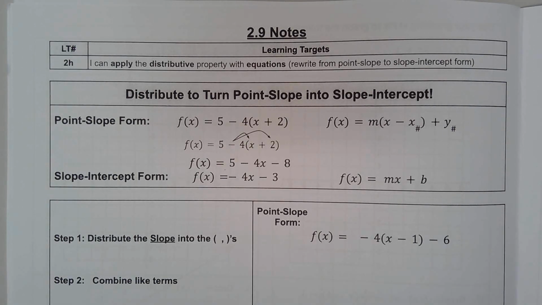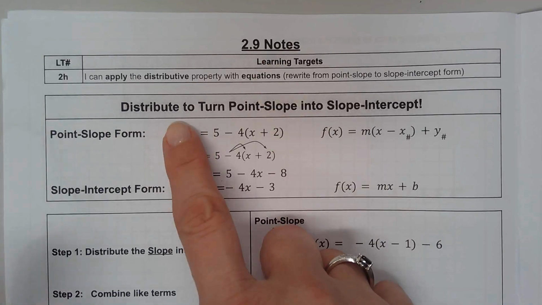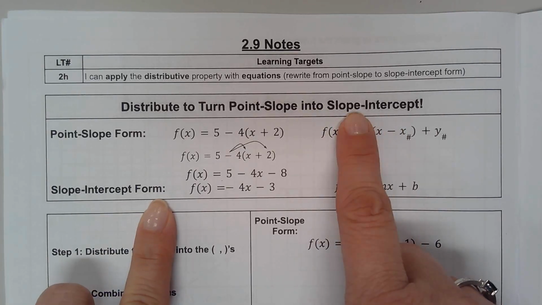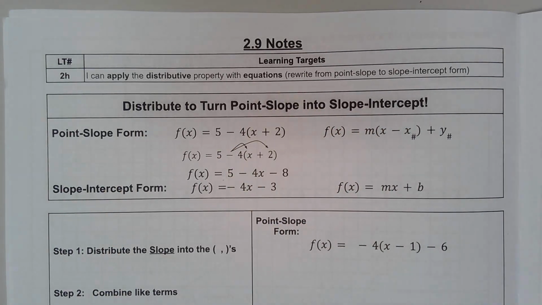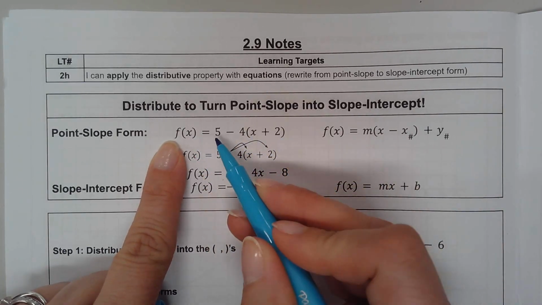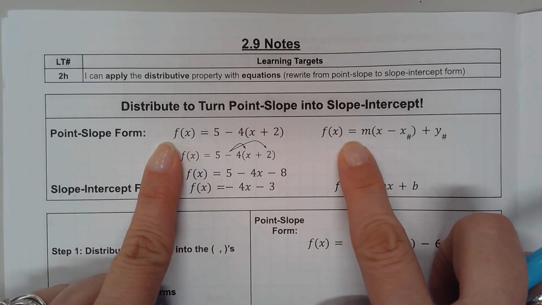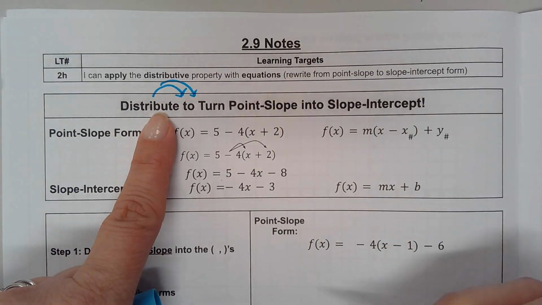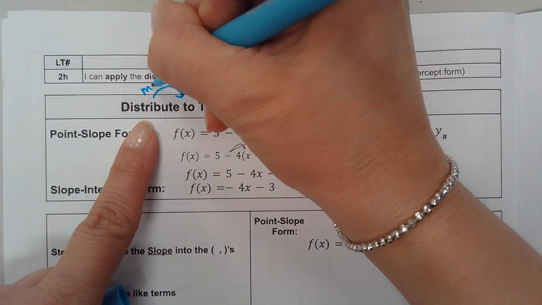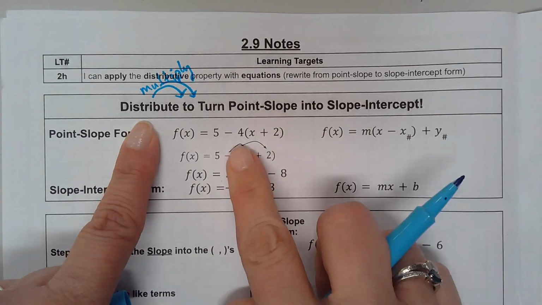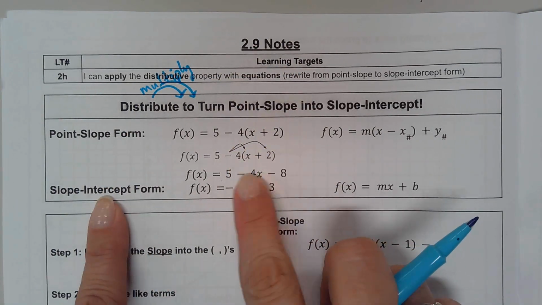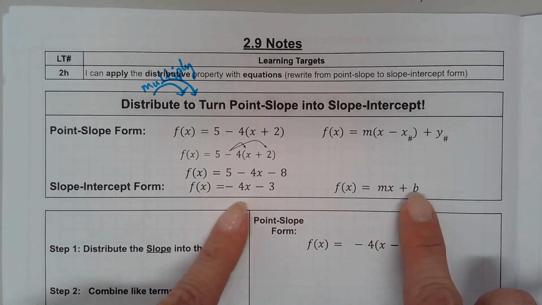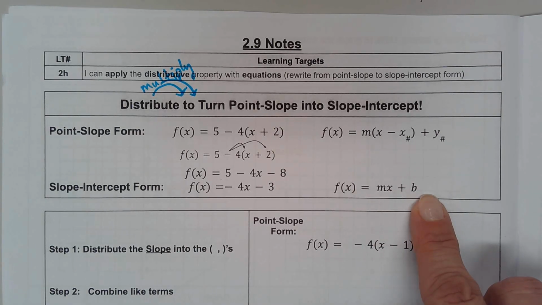All right, Math 1 students, let's take a look at lesson 2.9 on how to distribute to turn point-slope form into slope-intercept form. So point-slope form is this long one right here that has the three numbers, and here's the form. But what we're going to do is distribute. Distribute means multiply, so we are going to multiply the slope, and then we will add like terms to turn it into slope-intercept form, which is the small one with the slope and the y-intercept point.